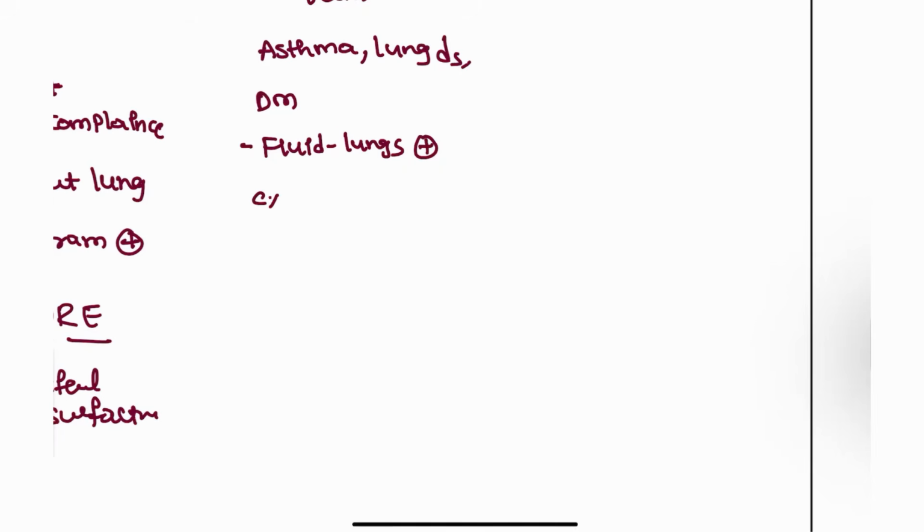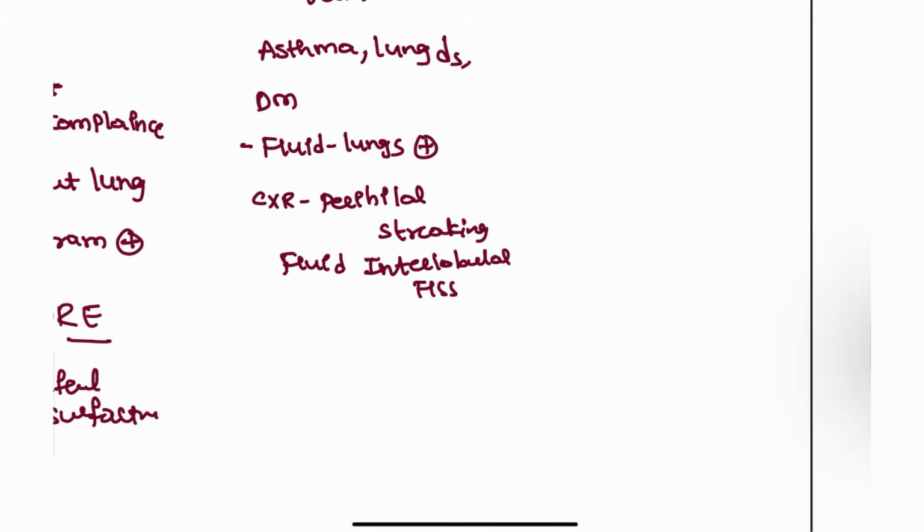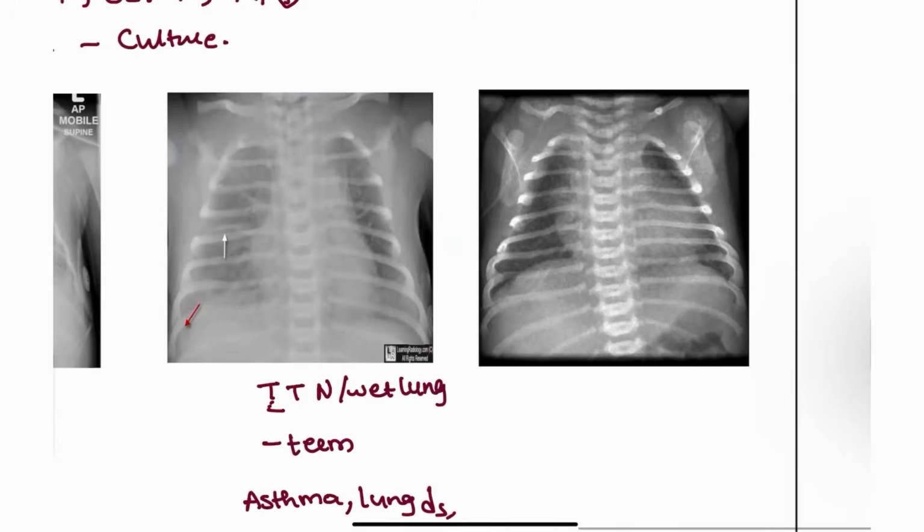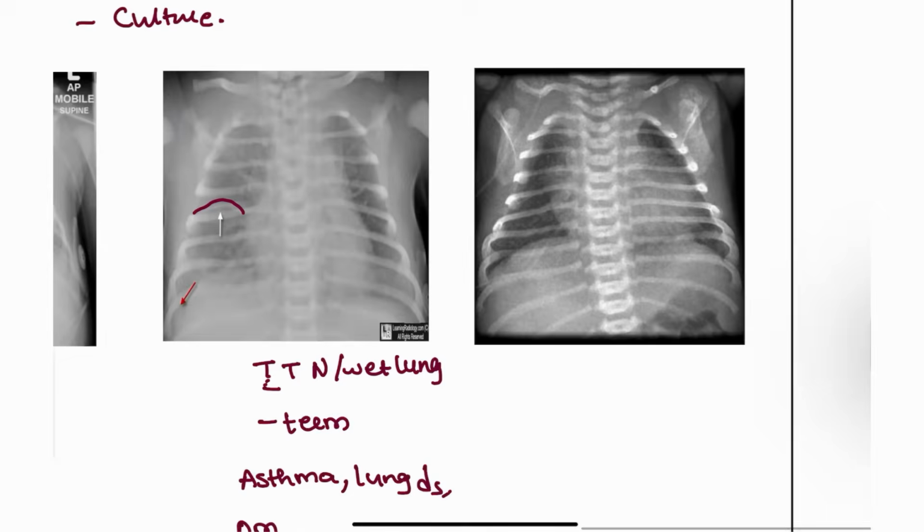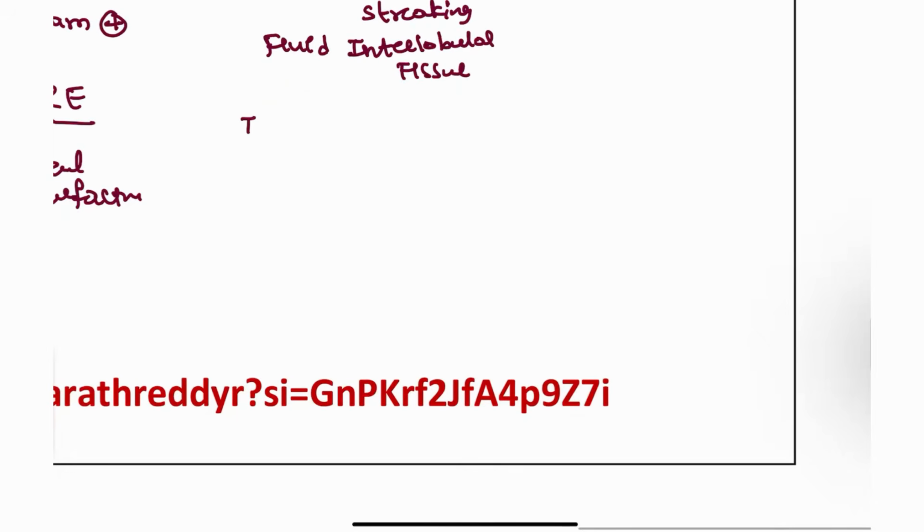Okay, and on the chest X-ray, you are going to see the perihilar streaking, and also fluid will be seen in the interlobar fissure. Here you can see. This is how the perihilar streaking and also fluid near the interlobar fissure that we are going to see. And next, the treatment: within 24 hours, it is transient. So 24 to 48 hours the improvement will be seen. Only supportive treatment, O2 therapy, should be given for the baby.